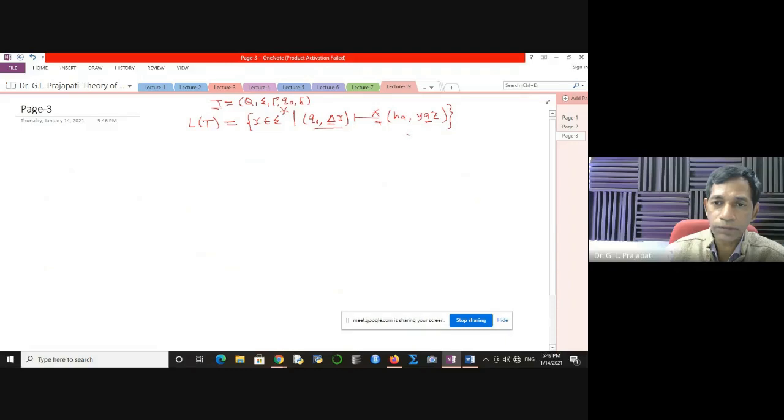Y and Z are strings from tau union blank. Any strings from tau union blank, and A is some symbol from tau, or it can be blank. So this is the way you can say that X is accepted by the language. Okay.